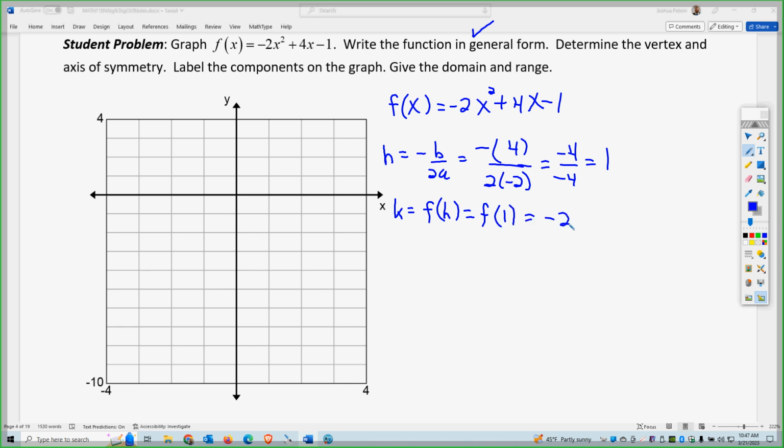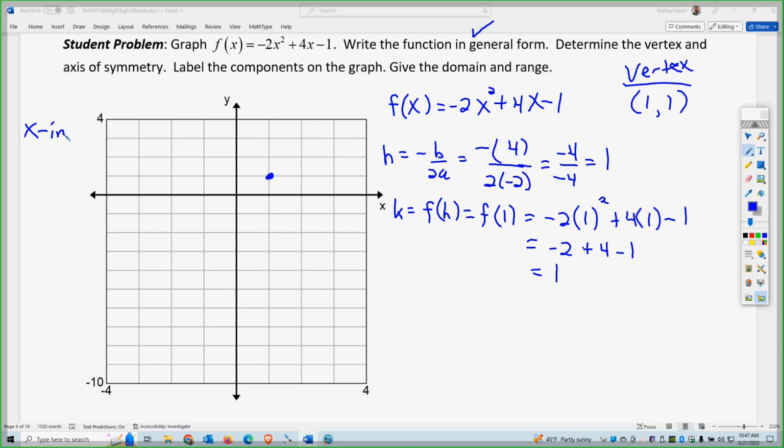Okay, so I get -2 times 1 squared plus 4 times 1 minus 1. So that gives me what? -2 plus 4 minus 1. Oh, that's just 1. Okay, so vertex, that's a very easy vertex to do, I guess, is 1, 1. Okay. All right, so 1, 1. There is the vertex. Okay, so we have x-intercepts and we have y-intercepts.